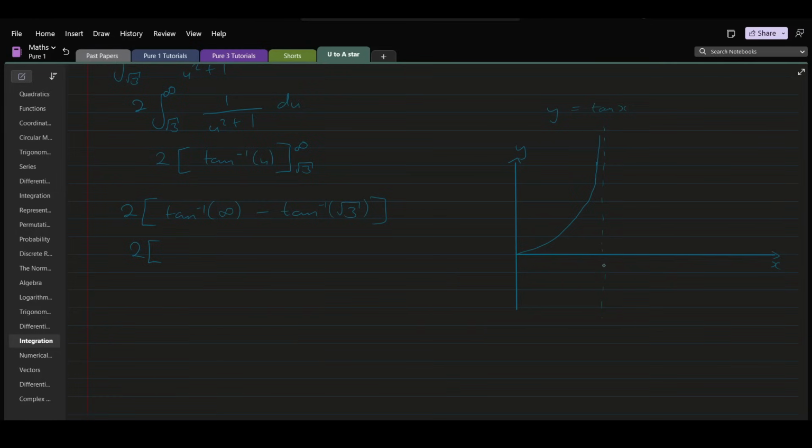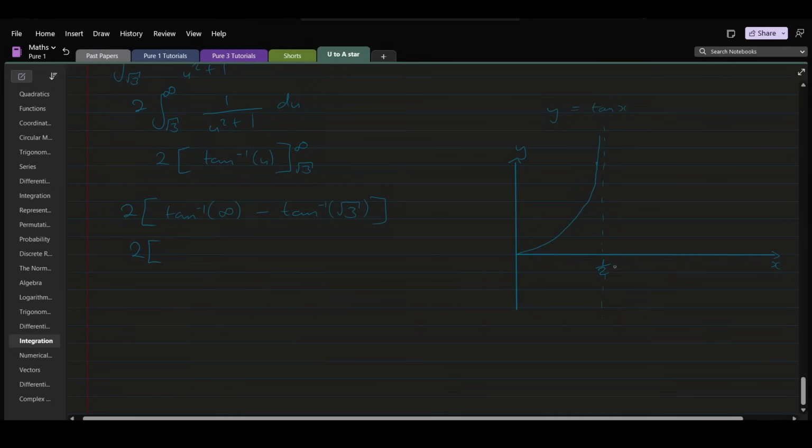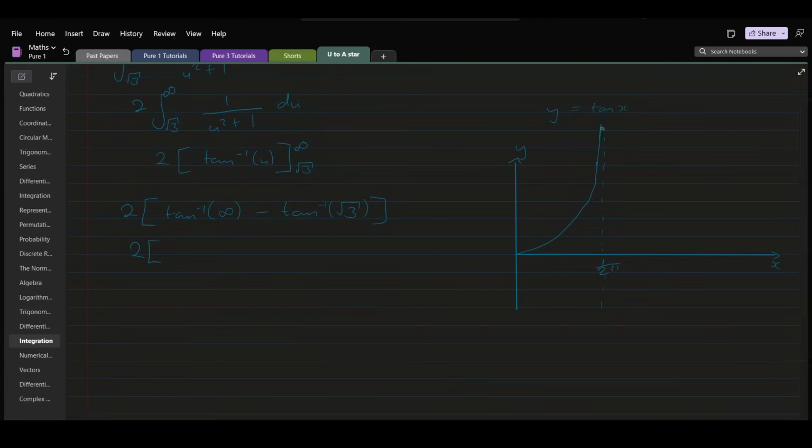So you can see that. So we know that this asymptote here is at half pi or 90 degrees if you want to put it in degrees. So we know that as y continues to increase towards infinity, it's approaching half pi. So we can just approximate arctan of infinity to be equal to half pi.